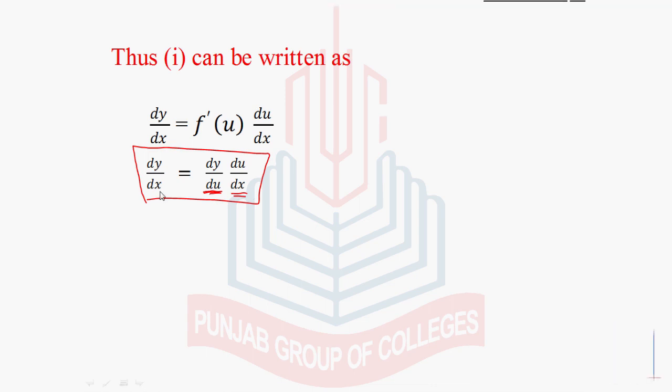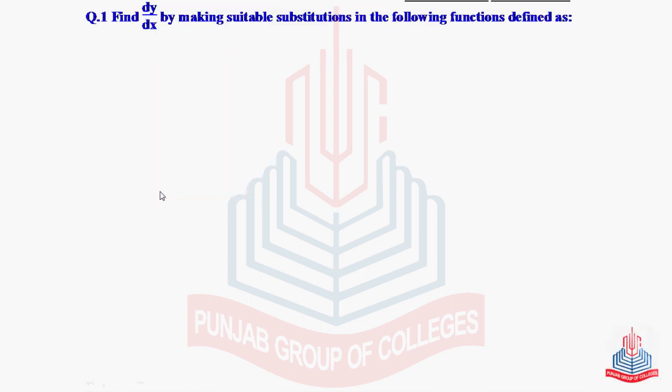This process can be explained by using our questions. So question 1 is: find dy by dx by making suitable substitutions in the following functions. Our first part is y is equal to the square root of (1 minus x) over (1 plus x). We already calculated the derivative of this function in exercise 2.3, but now we apply the derivative on this question by making suitable substitutions or by using the chain rule.